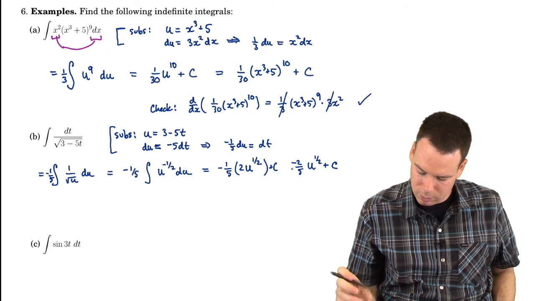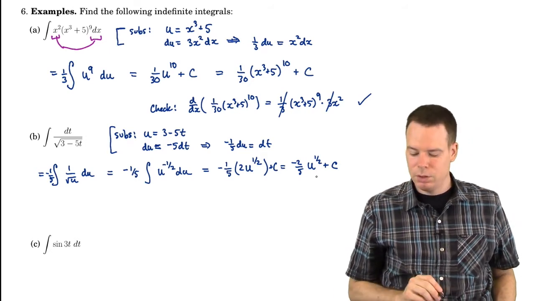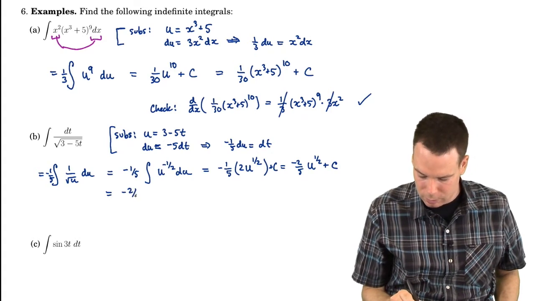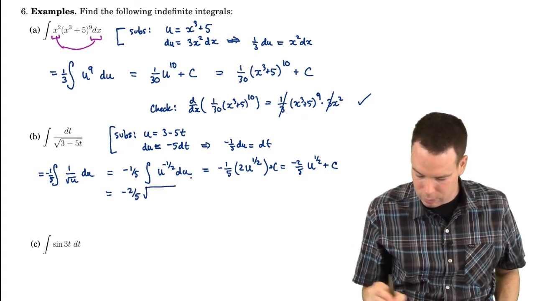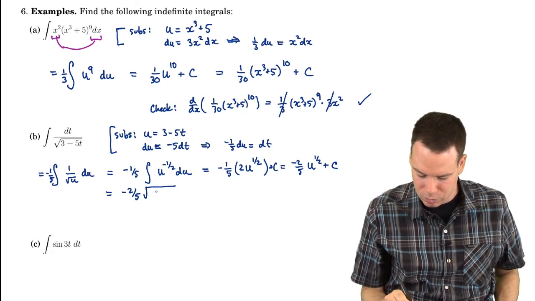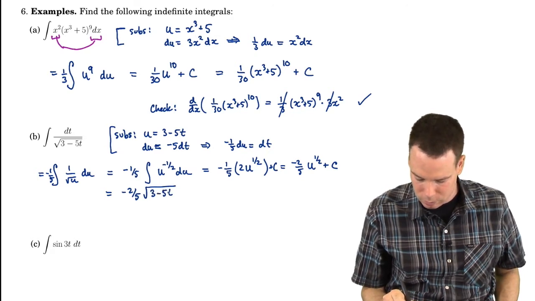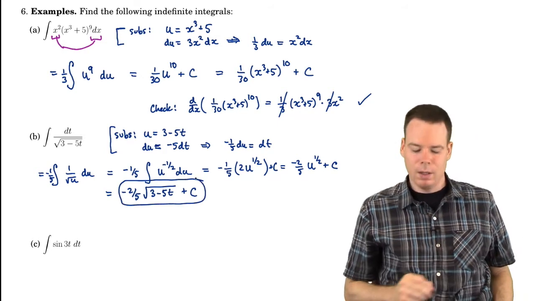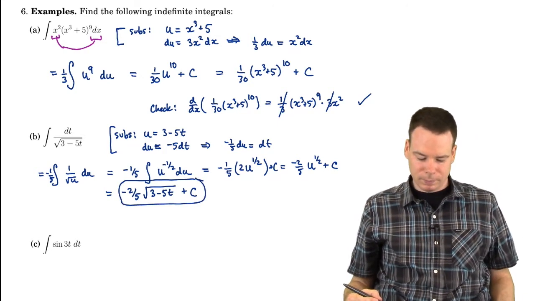And so there is our antiderivative of the outside function. And so plugging everything back in, we get that a power of 1/2 is the same as the square root. And so there is our antiderivative.